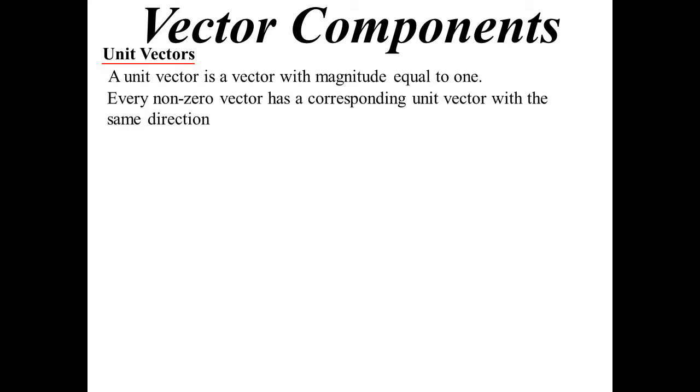A unit vector is simply a vector that has magnitude 1. So whatever the unit happens to be, it's that length. Every vector, except for the zero vector, will have a corresponding unit vector. Basically it goes in the same direction, but its length is 1 unit, whatever the unit happens to be.